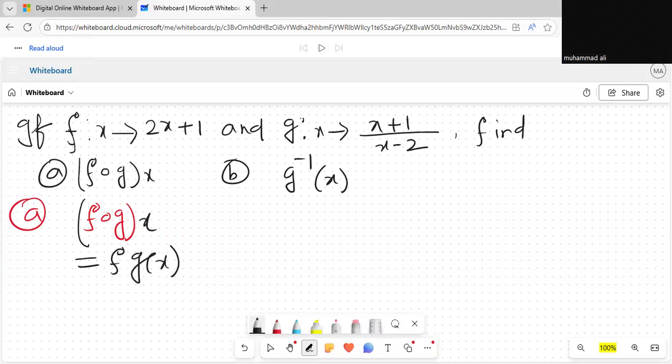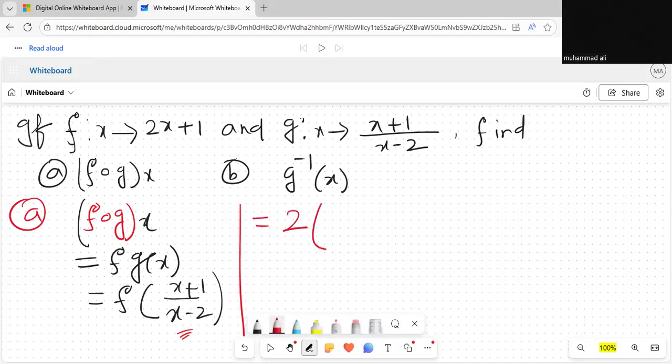f(g(x)). So keep f unchanged. The g(x) value we have to write here, it will be (x plus 1) divided by (x minus 2). Now, we put this value in the f function instead of x. So it will be 2 times (x plus 1) divided by (x minus 2), plus 1.